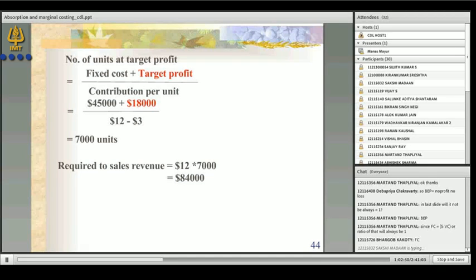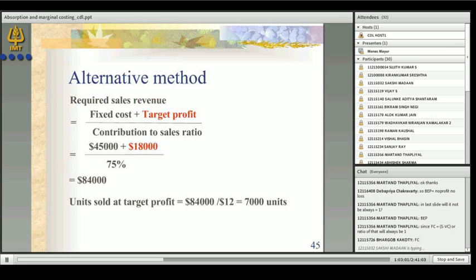right? And you need to do a selling of $84,000 worth of product. So again, the same thing can be calculated using the other two formulas which I had shown. So the answer will be the same.